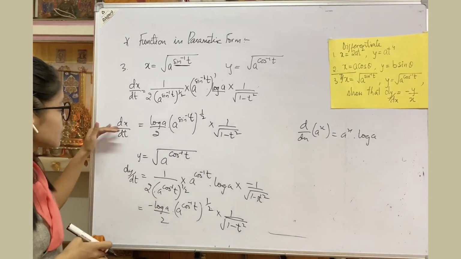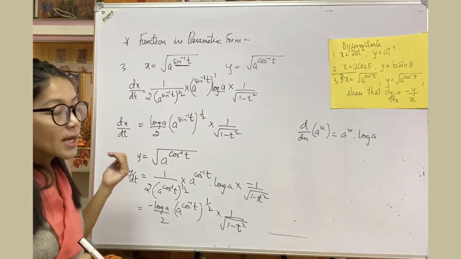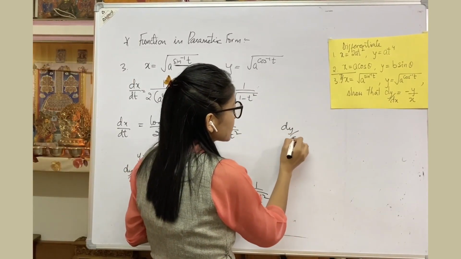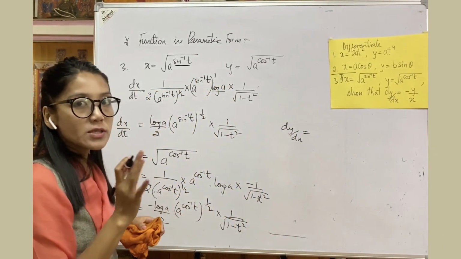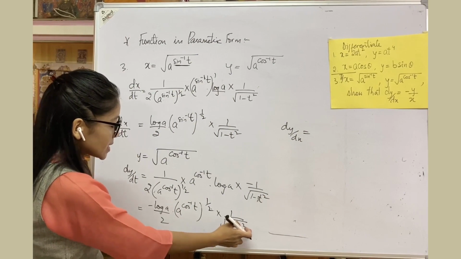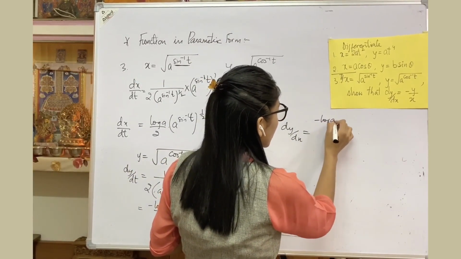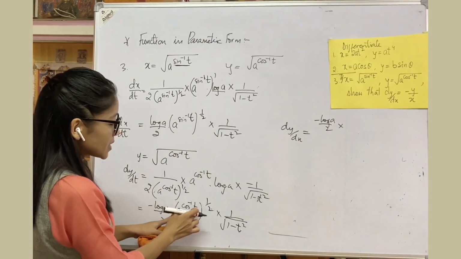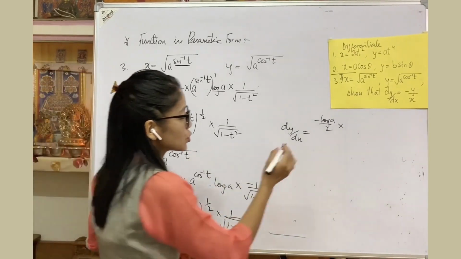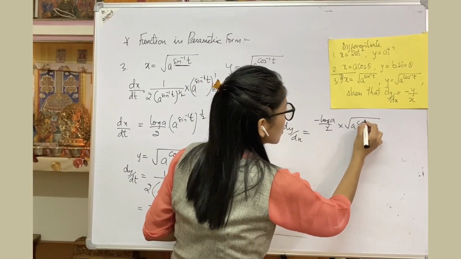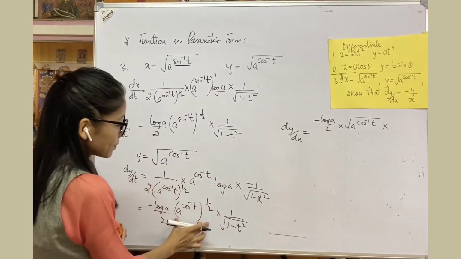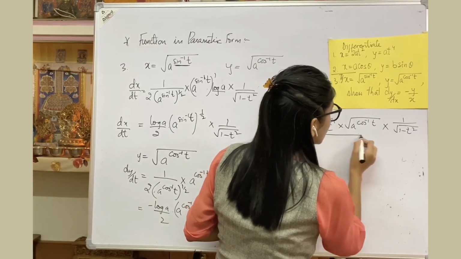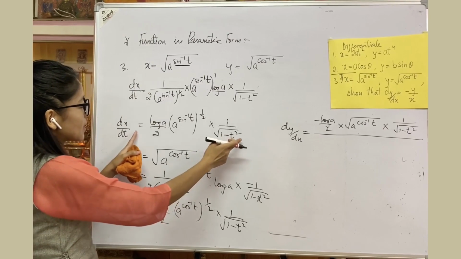So now I had kept dx by dt and dy by dt in the simplest form. Now I have to find out dy by dx. That is, dy by dx is equal to dy by dt upon dx by dt, if you remember. So this is my dy by dt. So I will write negative log a upon 2 into, can I write a raised to cos inverse of t raised to half, I can use root now. So this is root of a raised to cos inverse of t into 1 upon square root of 1 minus t square, whole divided by dx by dt, right?